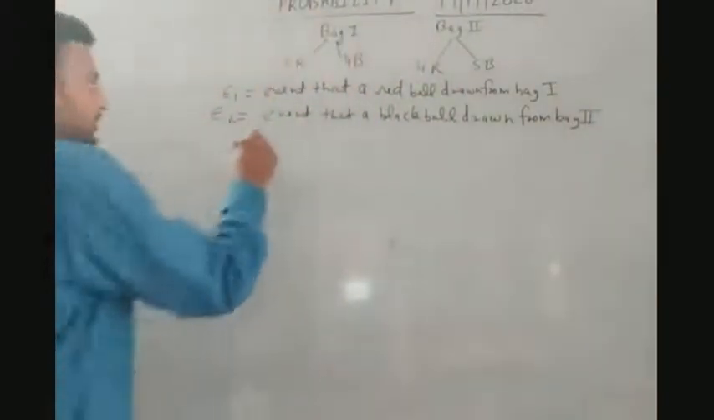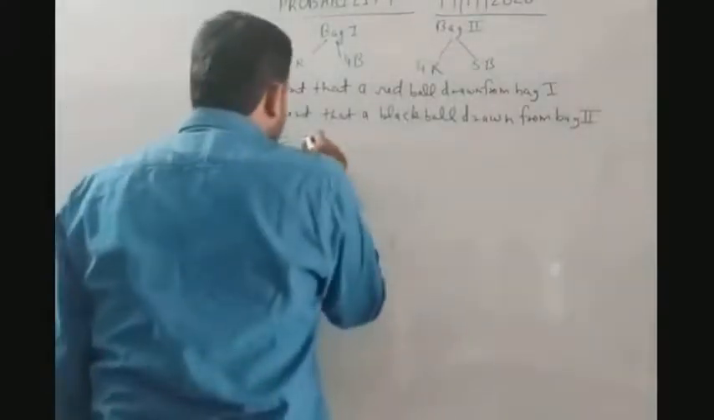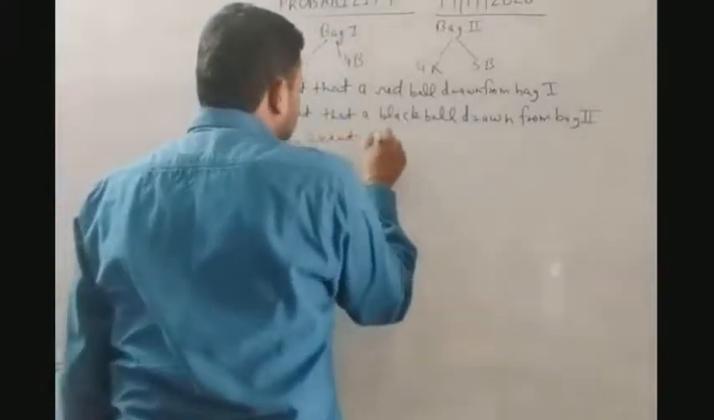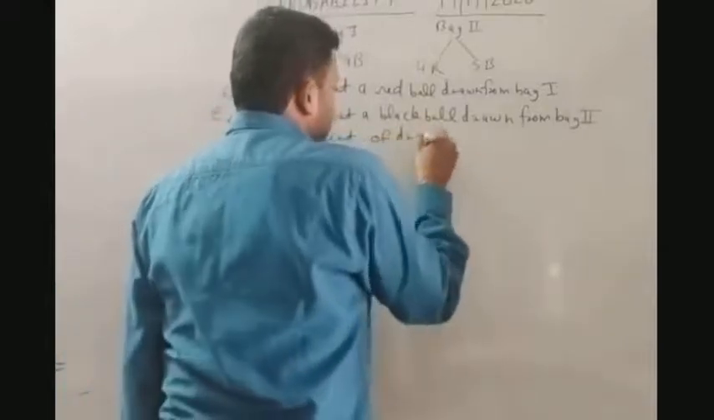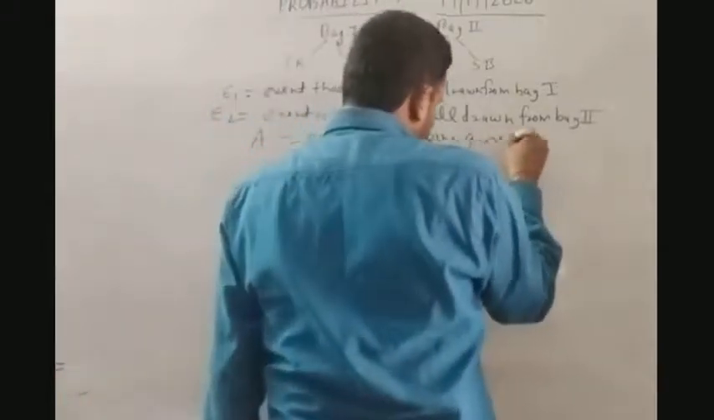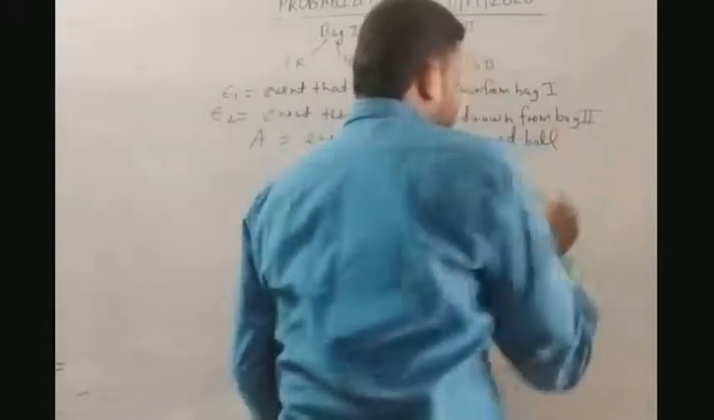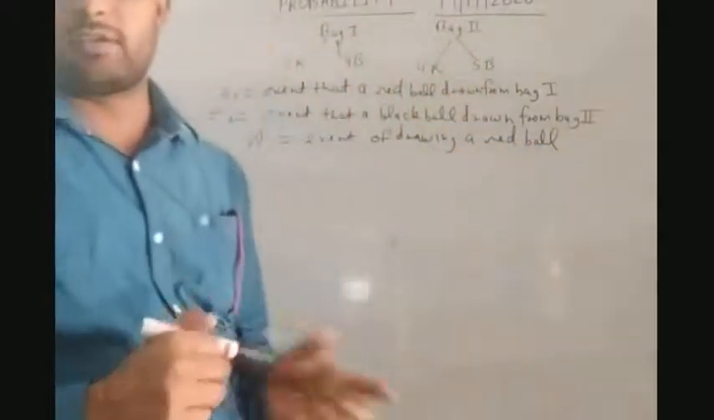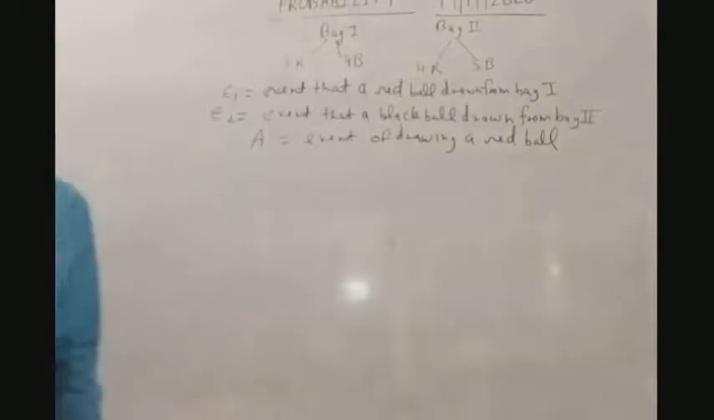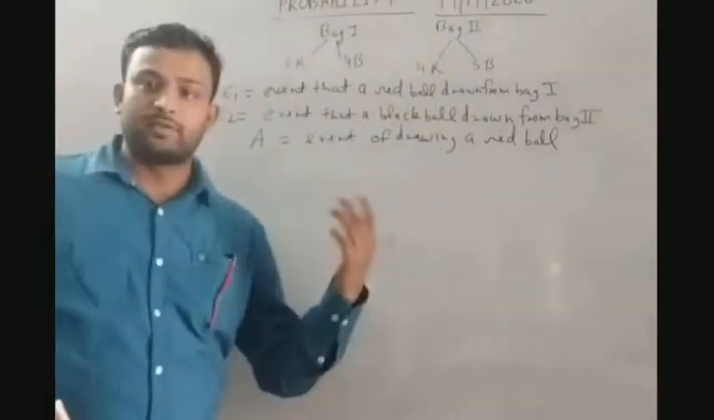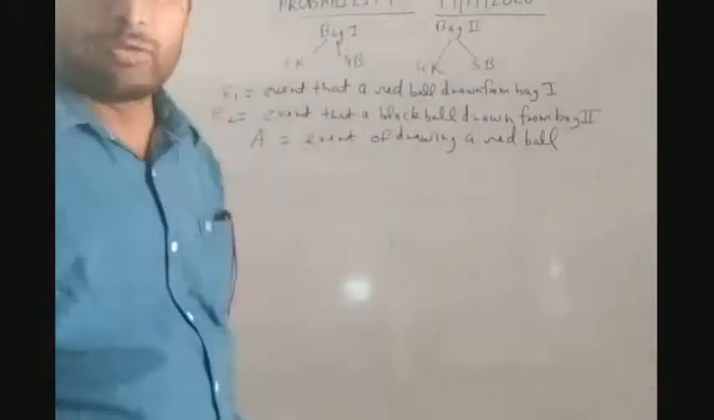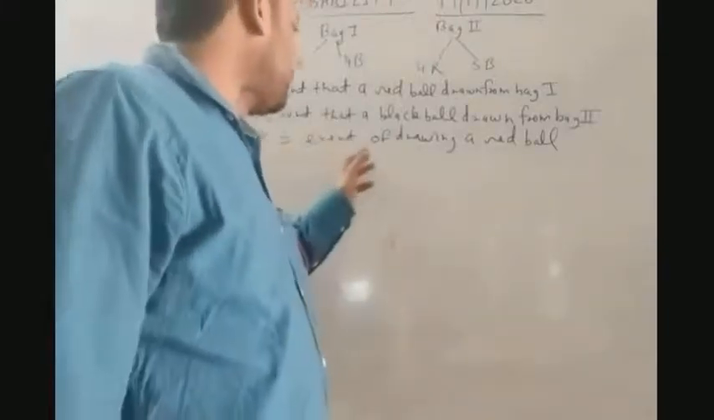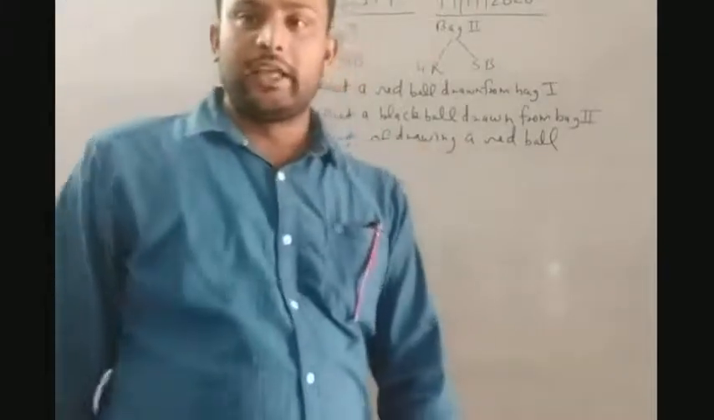And the common event is A, the event of drawing a red ball. Because the ball which is transferred from bag first to bag second, then a ball is drawn from the second bag and it is found to be red. So our A is the event of drawing a red ball.